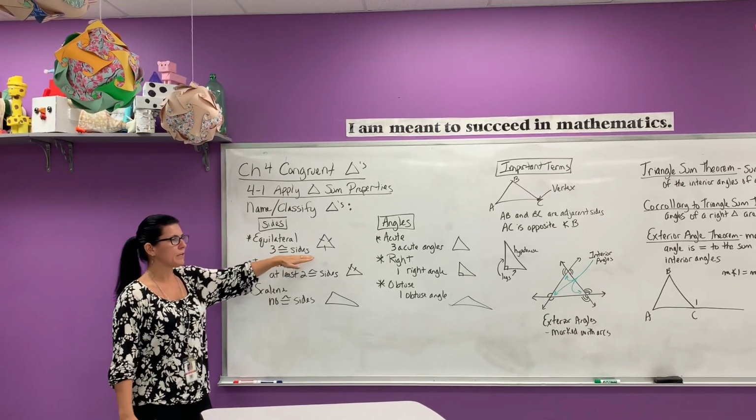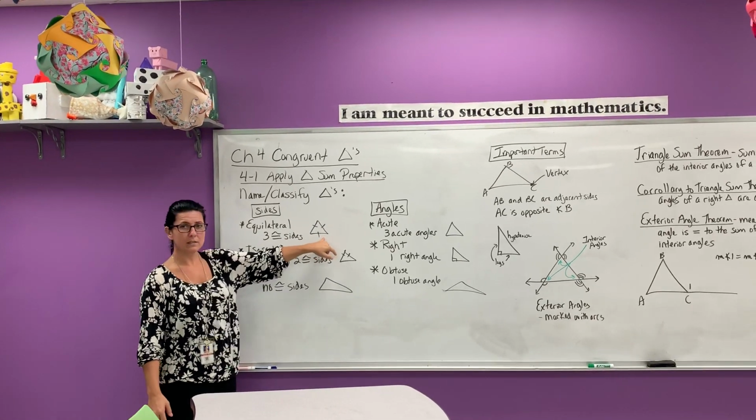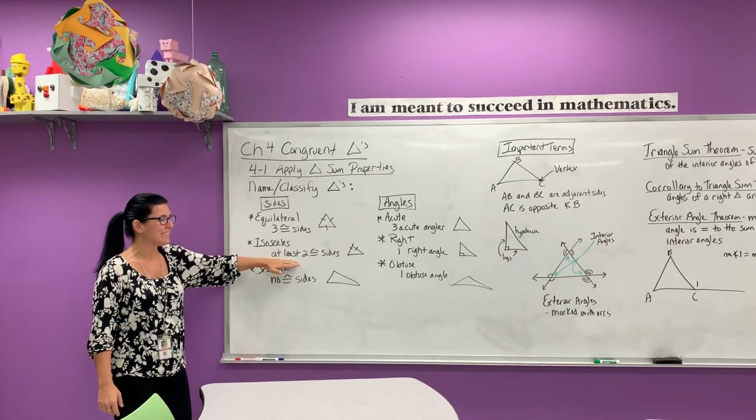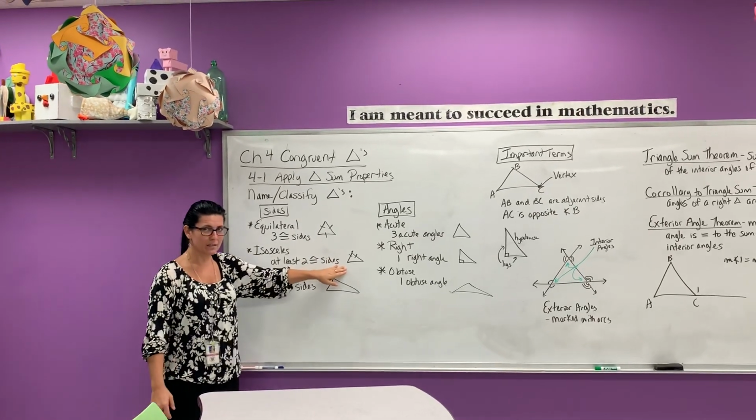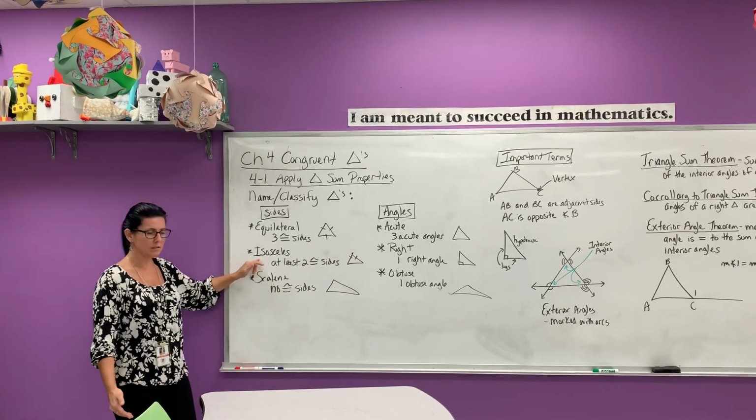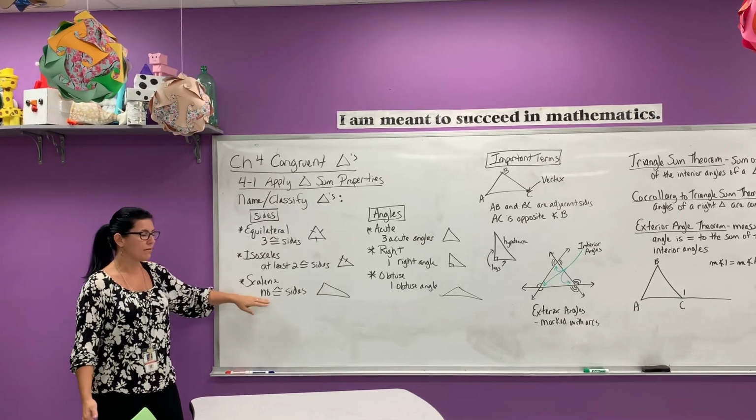Equilateral triangles have 3 congruent sides. You can look for the markings to see that. Isosceles triangles, this is probably new for you, at least 2 congruent sides. So that means 2 congruent or 3 congruent sides can still be called isosceles. Scalene triangles have no congruent sides.